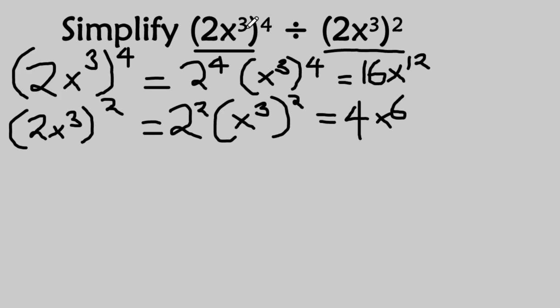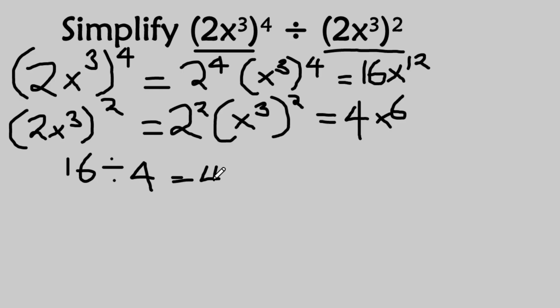So when looking at this, remember we are dividing both of them. So we can go ahead and divide the coefficients first. So let's divide the coefficients. We would have 16 divided by 4, and that should give us 4. So that would be for the coefficient.